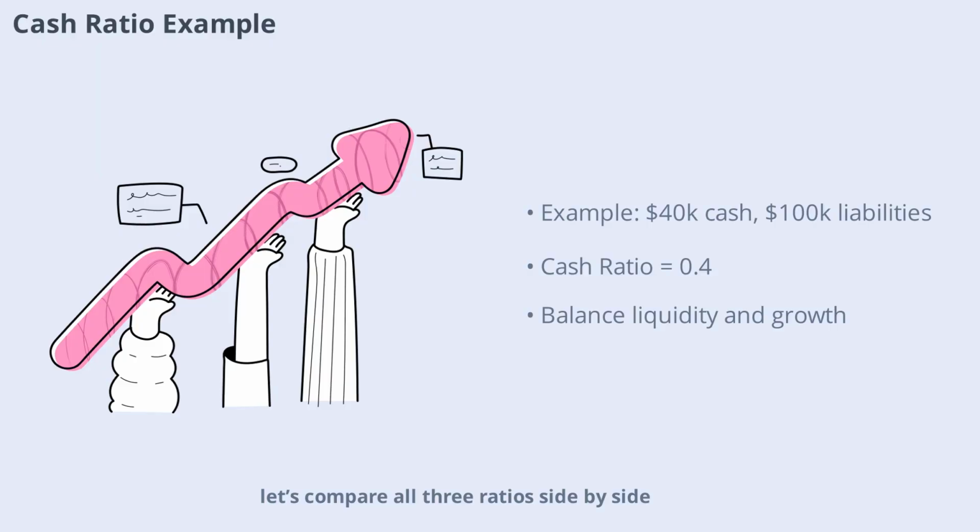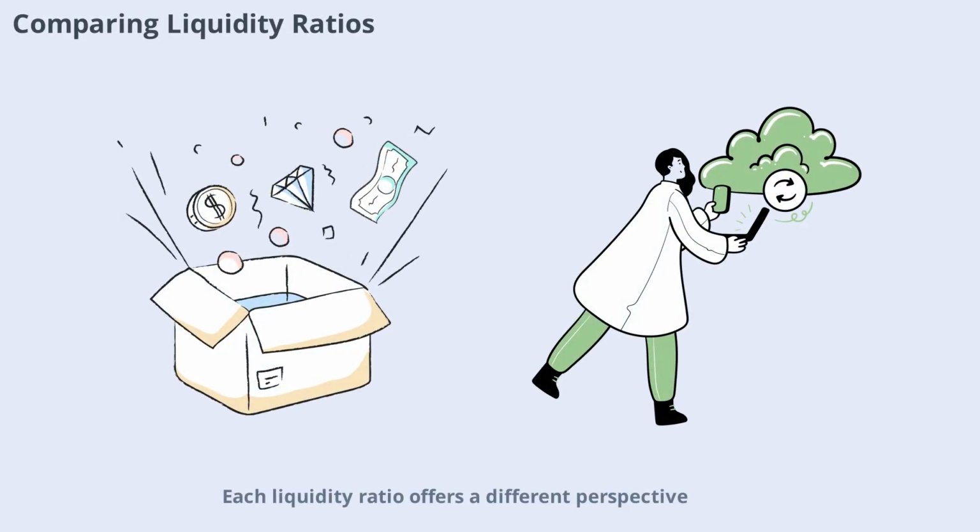Now let's compare all three ratios side by side. Each liquidity ratio offers a different perspective. The current ratio gives a broad view including all current assets. The quick ratio narrows the focus to the most liquid assets, while the cash ratio looks only at cash and equivalents. By comparing these ratios, you can get a fuller picture of a company's short-term financial strength. It's important to use them together rather than relying on just one to make a well-rounded assessment.